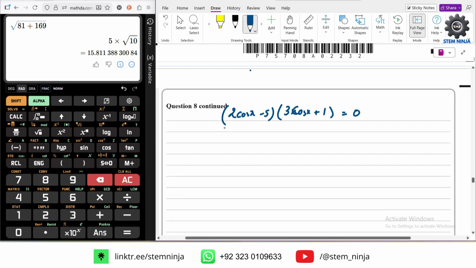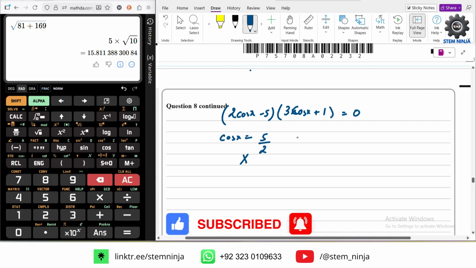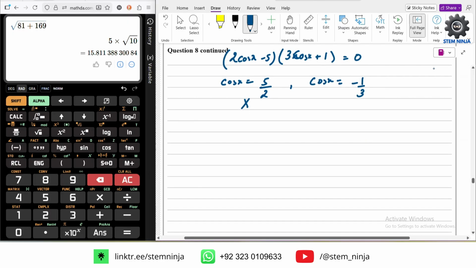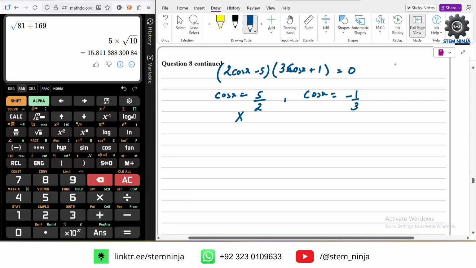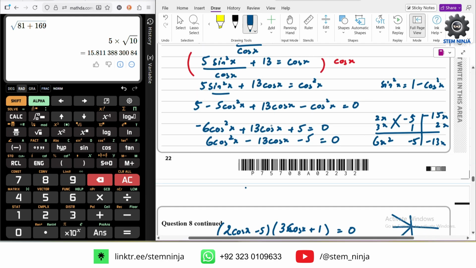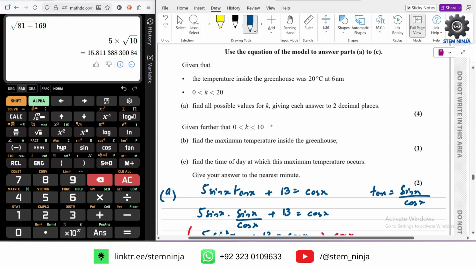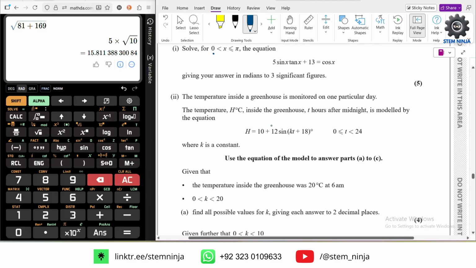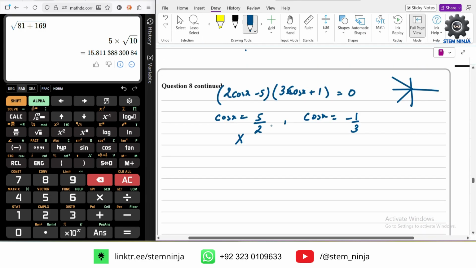So we get cos of x either 5 over 2, which is undefined at that point, or cos of x is minus 1 over 3. This is the only thing that can give us solutions. Now you can solve this with the help of the graph or with the cos diagram. Remember the cos is negative in the second quadrant and in the third quadrant. So we need the values up till pi. That means in the second quadrant.